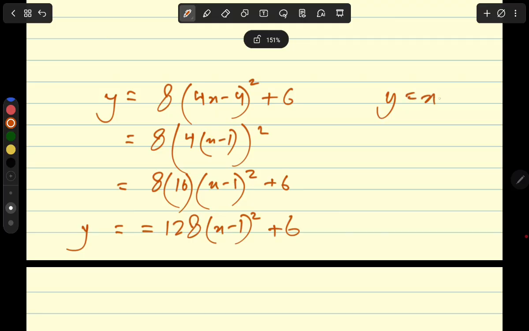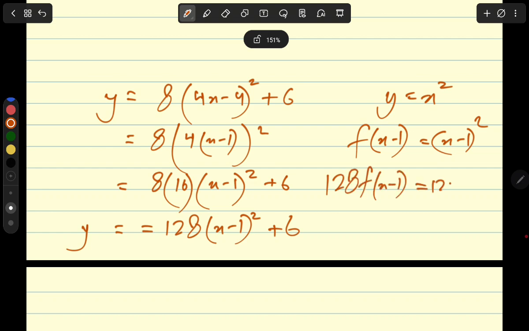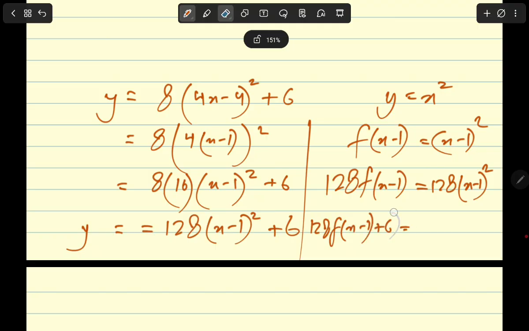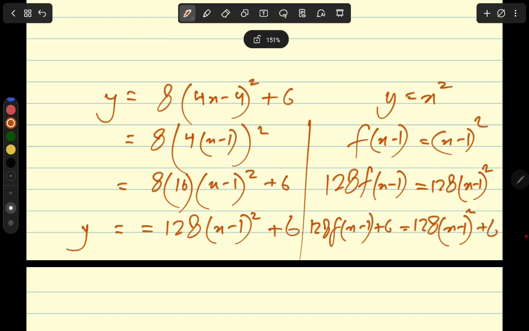Now if it gets transformed from y equals x squared, all you do is first make this x minus 1, so this becomes x minus 1 whole square. Then you do 128 f of x minus 1, a vertical stretch factor of 128. And then you add a plus 6 to it, so this is 128 f of x minus 1 plus 6. This becomes 128 times x minus 1 whole square plus 6, which is the same as this one. There was a small confusion which a lot of students also get confused by.